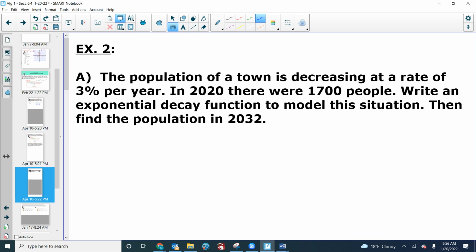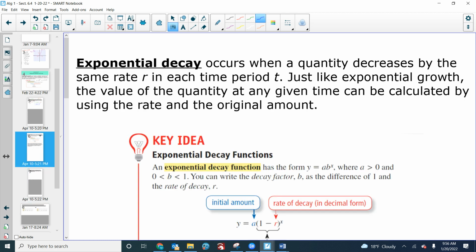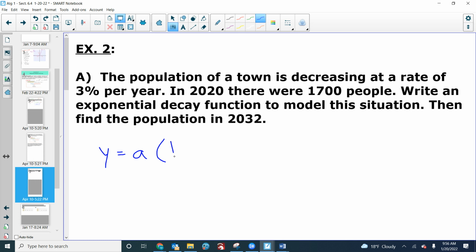All right, let's do an example here. The population of a town. So we have y equals a times 1 minus r to the x, because the population is decaying at a rate of 3% per year. So what's our r in this problem? 3% as a decimal, Matthew, would be 0.03. Very good. R is 0.03.